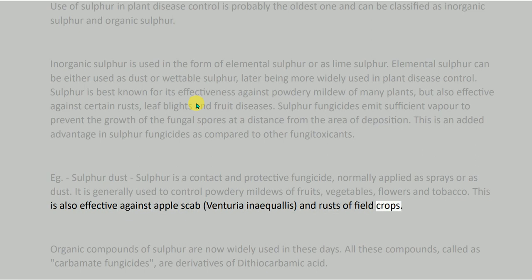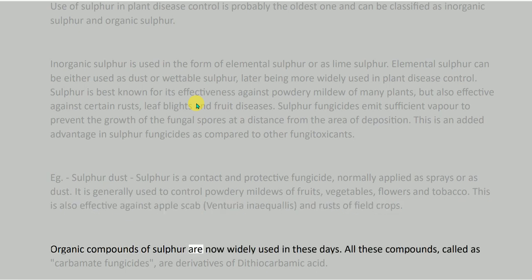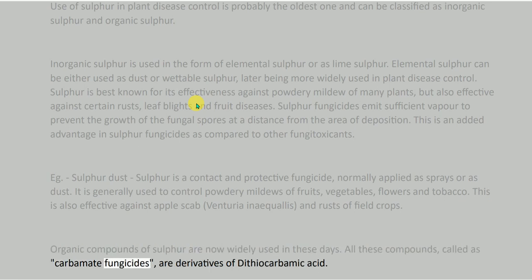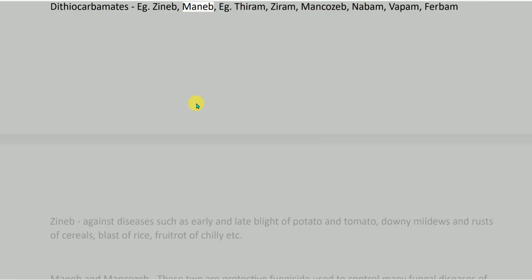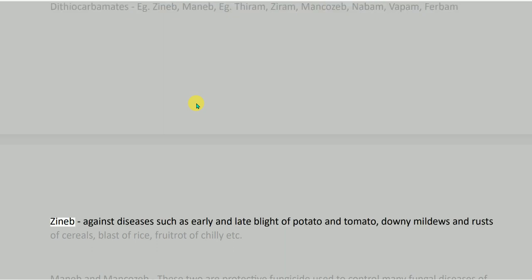All these compounds, called carbamate fungicides, are derivatives of dithiocarbamic acid. Dithiocarbamates, e.g., Zineb, Maneb, Thiram, Ziram, Mancozeb, Nabam, Vapam, Ferbam. Zineb is used against diseases such as early and late blight of potato and tomato, downy mildews and rusts of cereals, blast of rice, fruit rot of chili, etc.